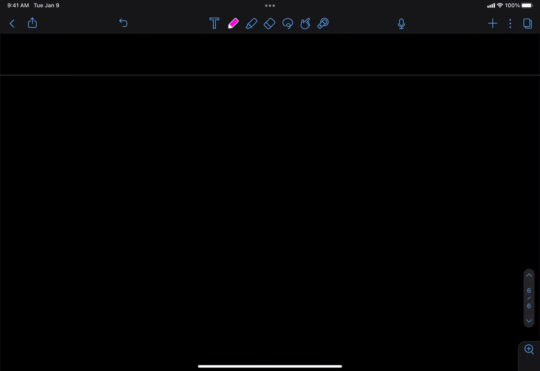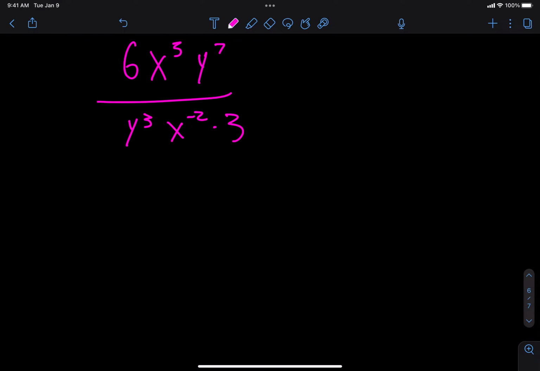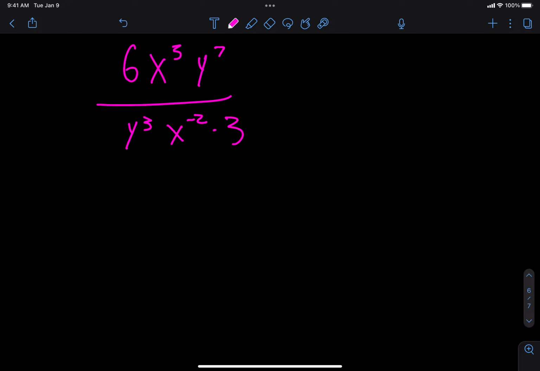Is there one that goes something like 6x cubed y to the 7th over y cubed x to the -2 times 3? Why don't we just do that one? Okay, so this one's more complicated. First of all, is it a problem that in the numerator it goes number, then x, then y, and in the denominator it goes y, then x, then number? It's not a problem, because we can do multiplication in any order that we want. 3 times 5 is the same as 5 times 3.